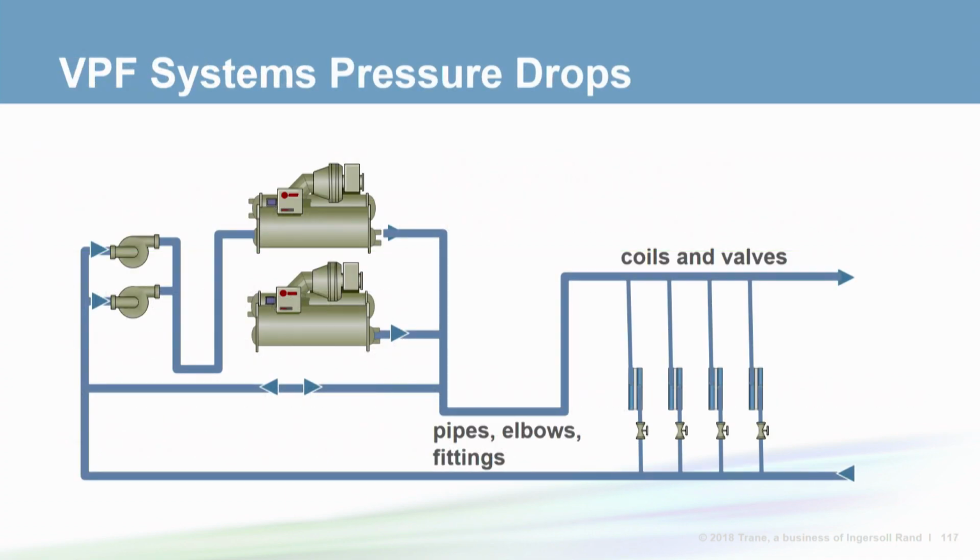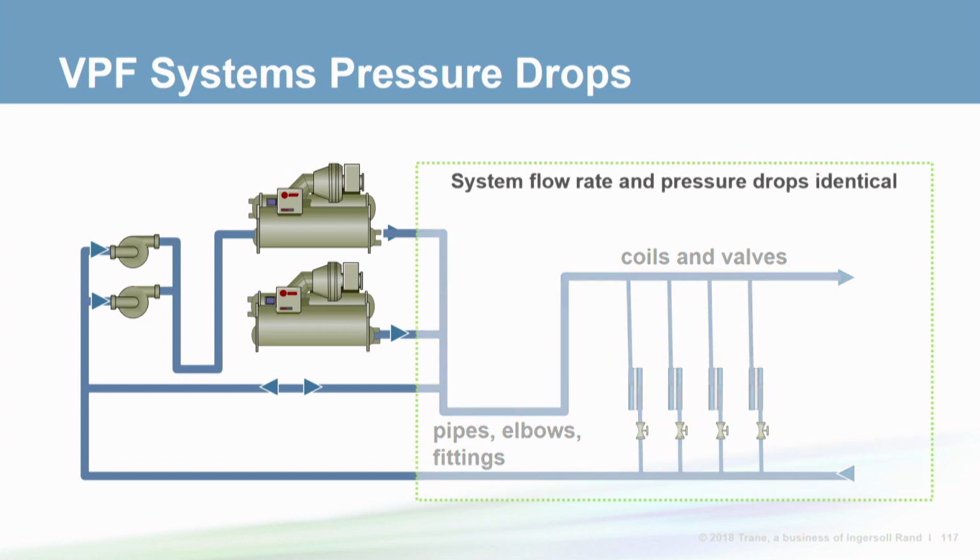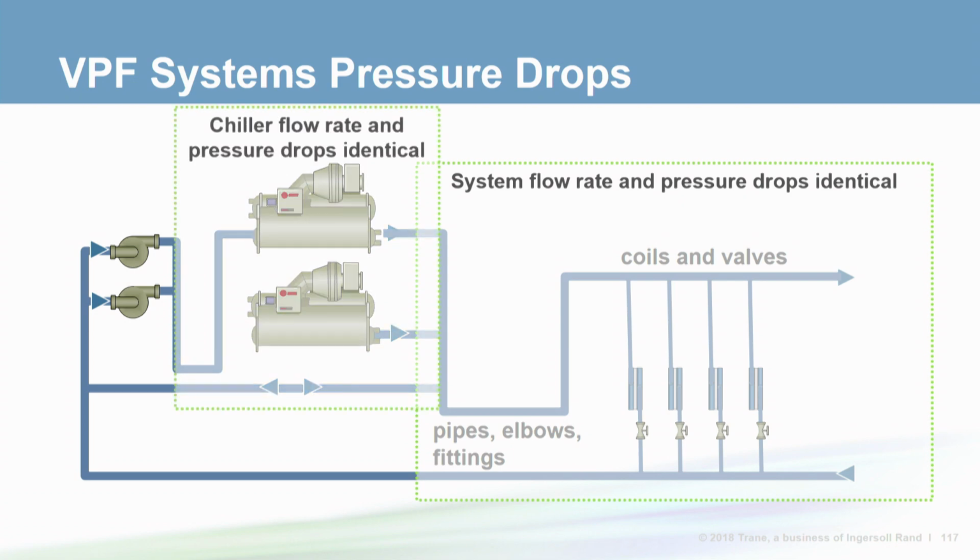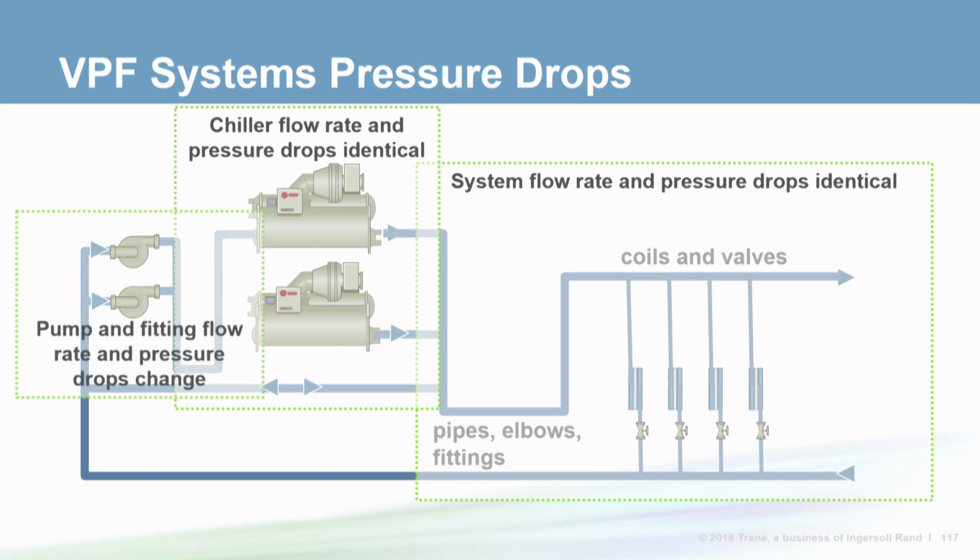The system flow rate is identical no matter how many pumps operate because it's dependent on the required coil flow rates. So we have the same flow rate through the coils and valves as well as the pipes, elbows, and fittings. That means their pressure drop is the same. The flow rate through the chillers also remains identical, as does their pressure drops. The only change in the system is that there are now 2 paths for water flow across the pump manifold.